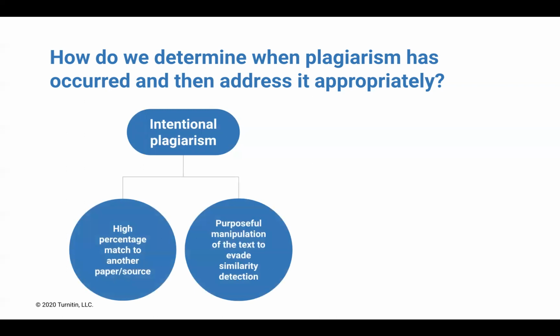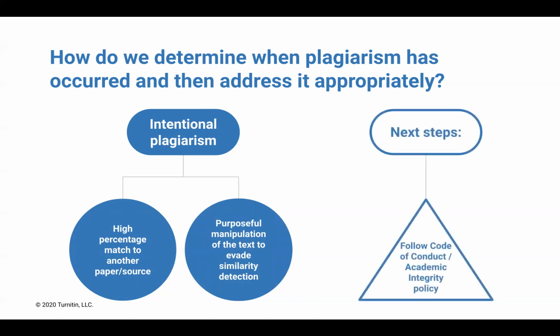Similarly, if text manipulation has been detected, like omitting quotation marks, replacing characters, or using text spinners to generate paraphrased content, this is another clear sign that the text similarity was known to the student and attempts were made to avoid its detection. In both of those instances, our next steps are driven by the policies set forth at the classroom, district, or institution level.